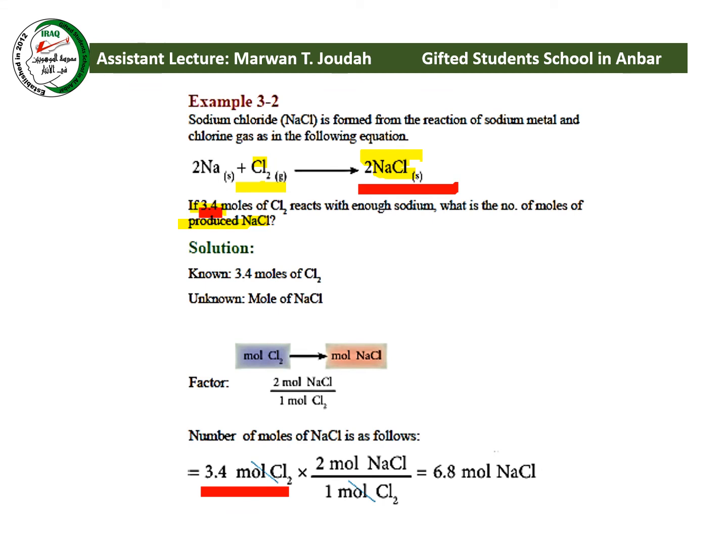So the number of moles of the known times the moles from the equation, the number that is before the substance. For the NaCl it's 2, so the missing over the known: 2 moles over chlorine, where there is nothing written, which is 1, so 3.4 times 2 over 1 equals 6.8 moles of NaCl. Here's the number of moles of NaCl.